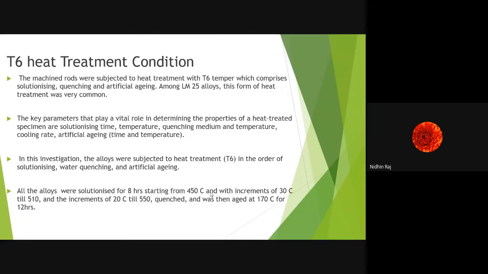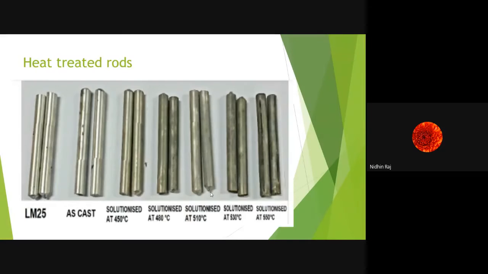Coming to the next, this is the picture of the actual heat treated rods, the rods that were obtained after the heat treatment. The first figure refers to LM25, the second refers to the as-cast condition, and from third to seventh, we have the alloy solutionized at 450, 480, 510, 530, and 550 degrees Celsius.